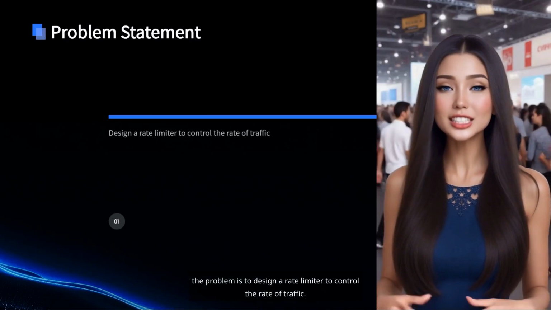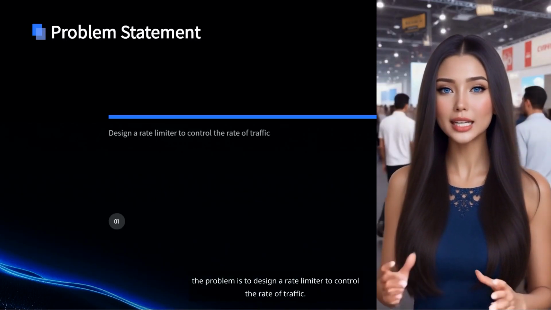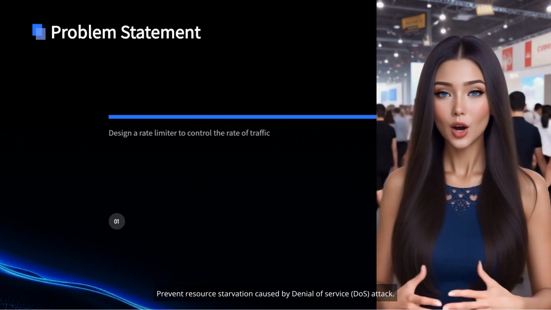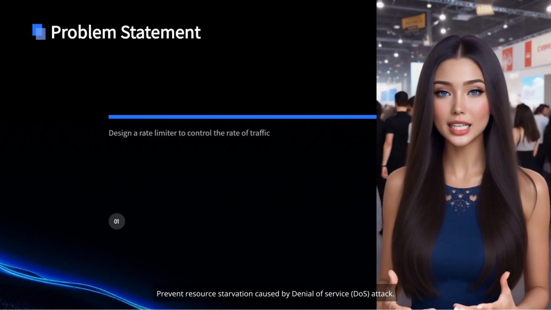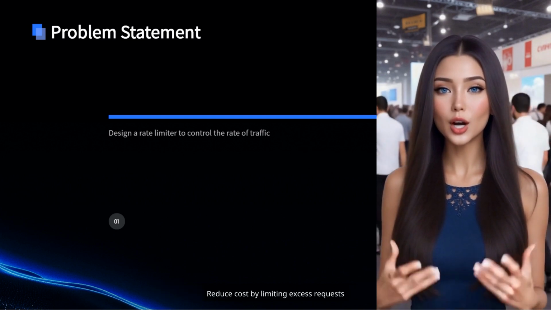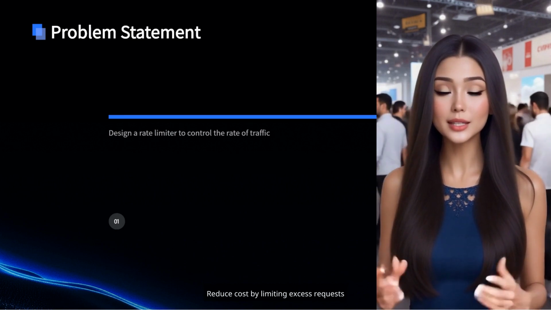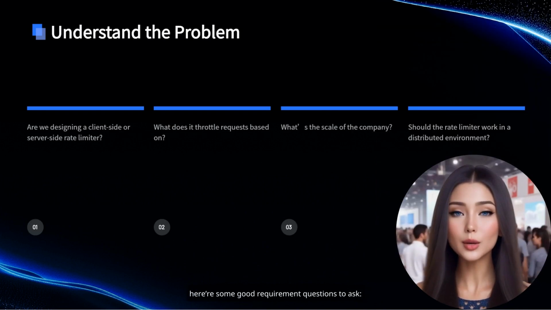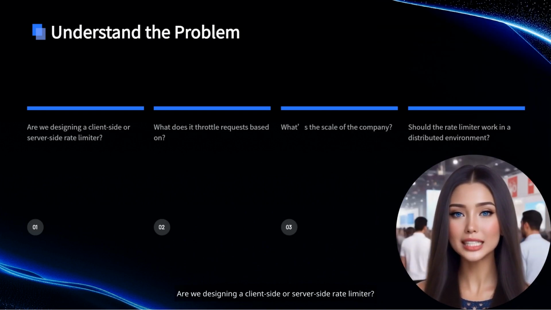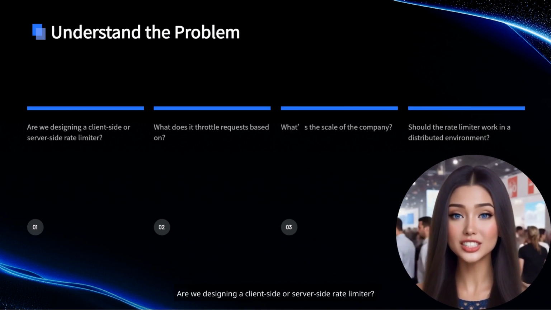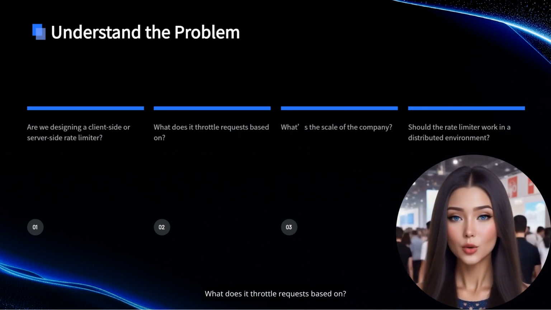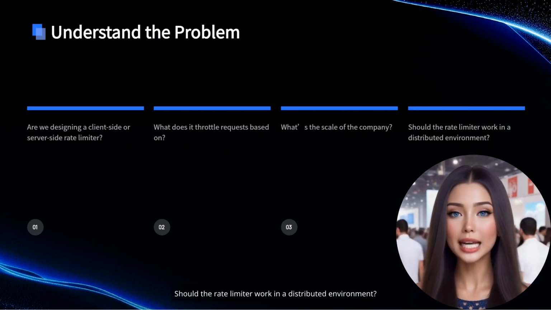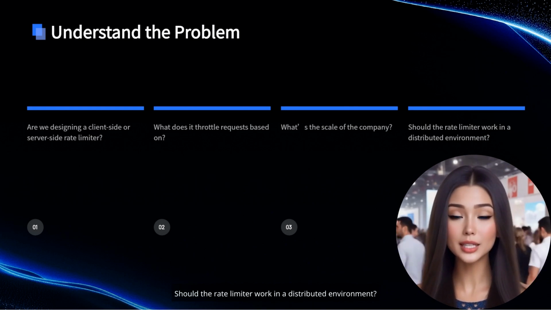The problem is to design a rate limiter to control the rate of traffic. The benefits include: prevent resource starvation caused by denial of service, DOS attack, reduce cost by limiting excess requests, prevent servers from being overloaded. Here are some good requirement questions to ask. Are we designing a client-side or server-side rate limiter? What does it throttle requests based on? What's the scale of the company? Should the rate limiter work in a distributed environment?